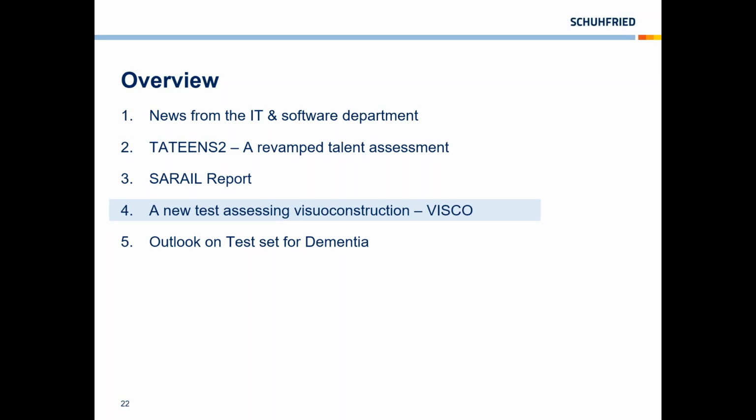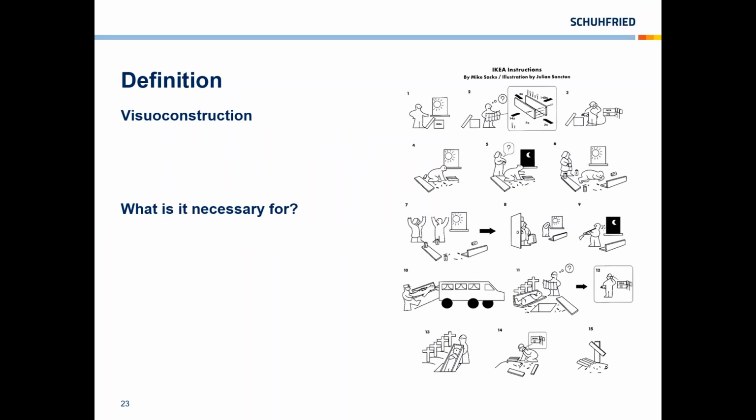Now we'll get to a very interesting topic, a new test we introduced with that release, which is the VISCO, a test assessing visual construction. But what is visual construction? It's a new thing for us, for the VTS, but we all need that. We all know what that is. It is the ability to identify and reproduce complex forms and patterns.